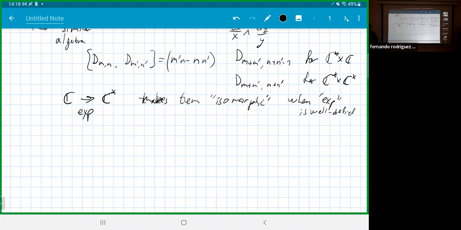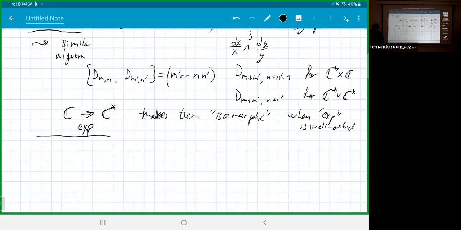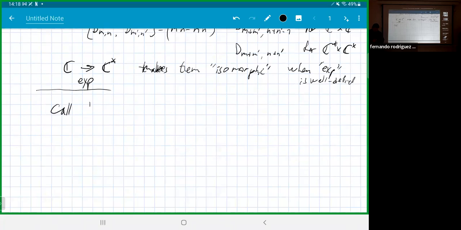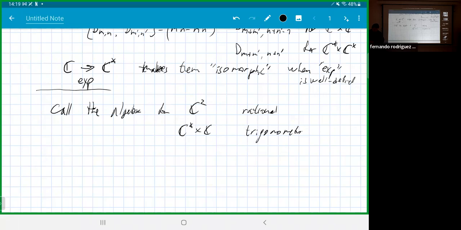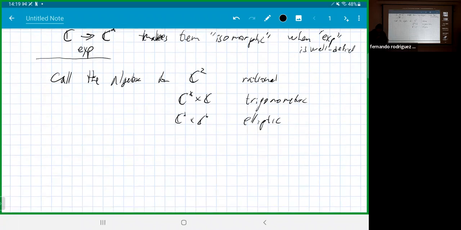So, if you think about, let's first introduce some notation. So we call the algebra for C2 rational, C star times C trigonometric, C star times C star elliptic. Okay. And the meaning of this is the following.